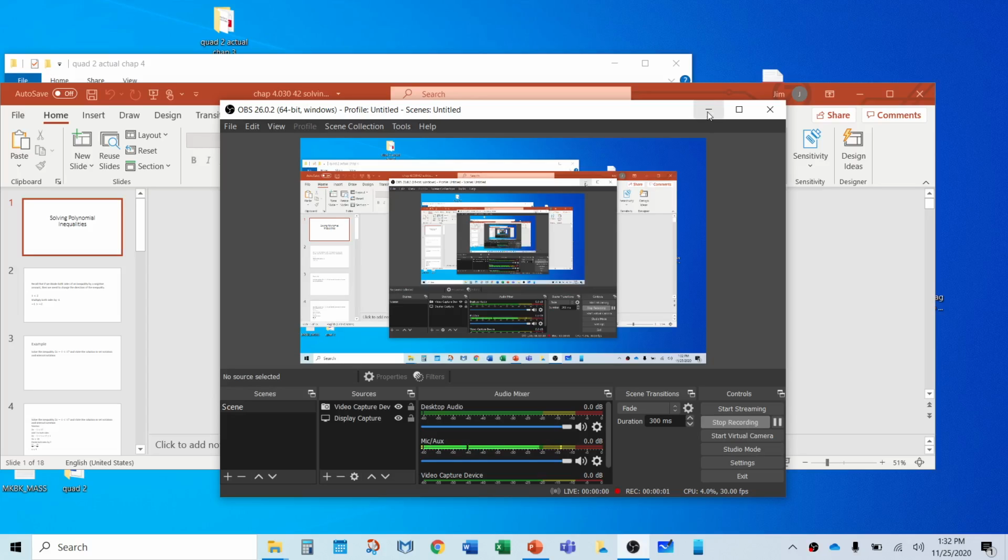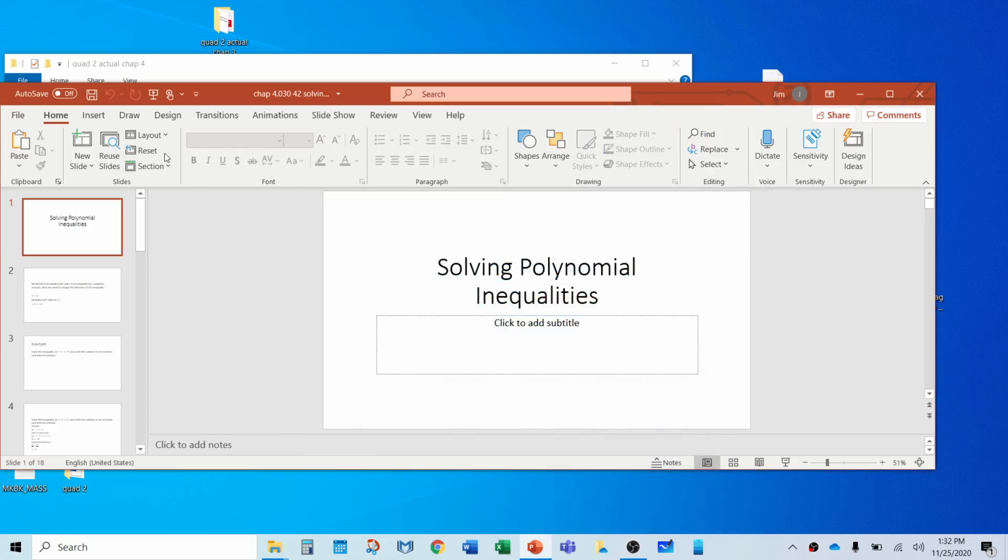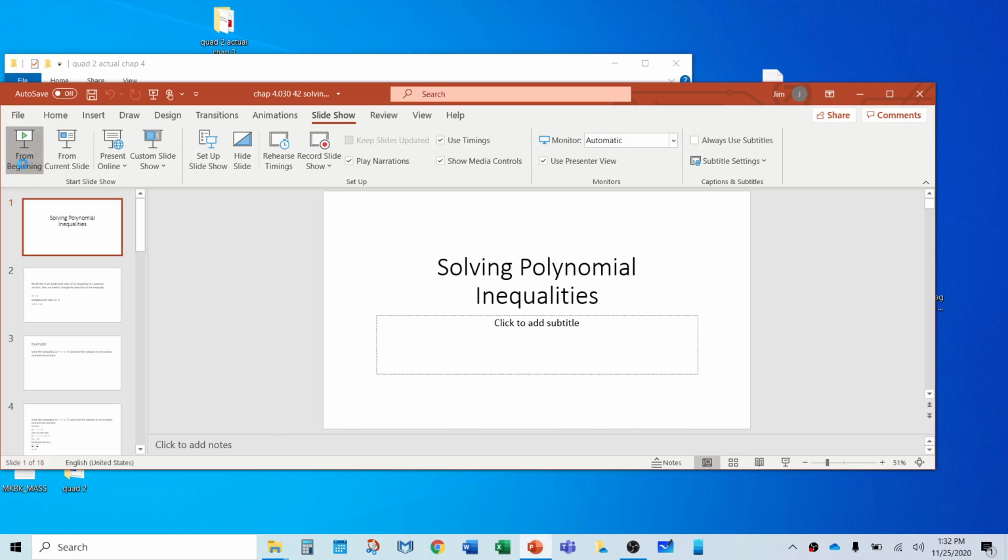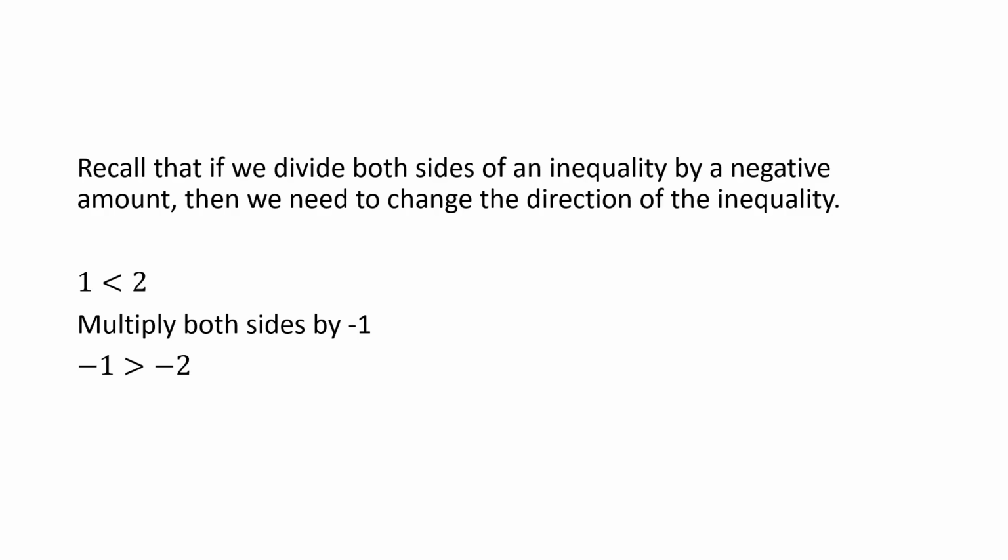In this lesson, we're going to talk about linear inequalities. Recall a rule of algebra that states that if we divide both sides of an inequality by a negative amount, then we need to change the direction of the inequality. And actually, this is true if we multiply or divide.